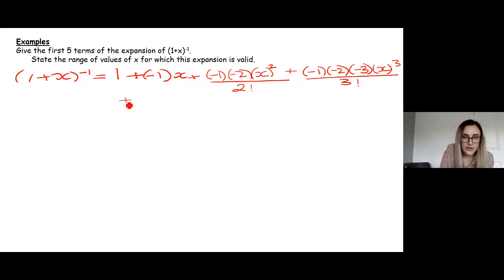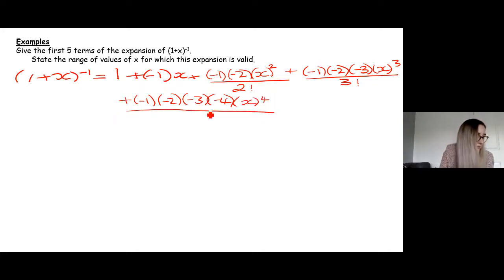And then our fifth term, so this 1 counts as our first term, so 1, 2, 3, 4. Then we've got minus 1, minus 2, minus 3, minus 4, x to the power of 4, all over 4 factorial. The expansion carries on, but we're only concerned with the first 5 terms, so it's just plus dot, dot, dot. Tidying all that up, this expansion is going to be 1 minus x.